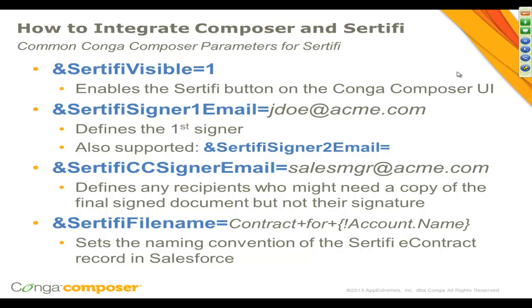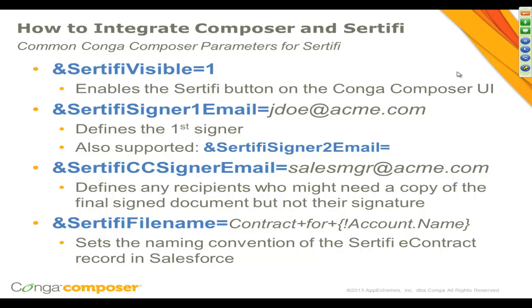The very first option, the first bullet point, is the parameter Sertifi visible equals 1. This parameter exposes a Sertifi button on the Conga Composer user interface and allows you to generate that document and then deliver the file out to Sertifi for e-sign.